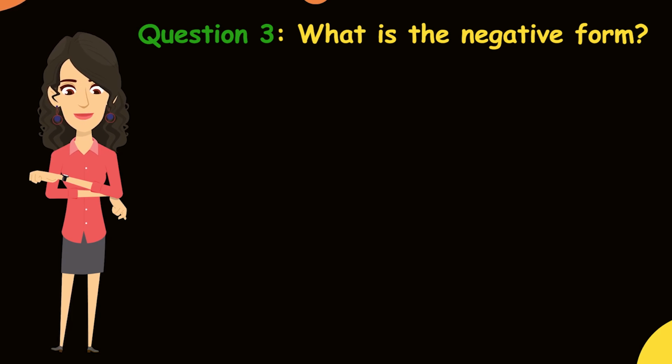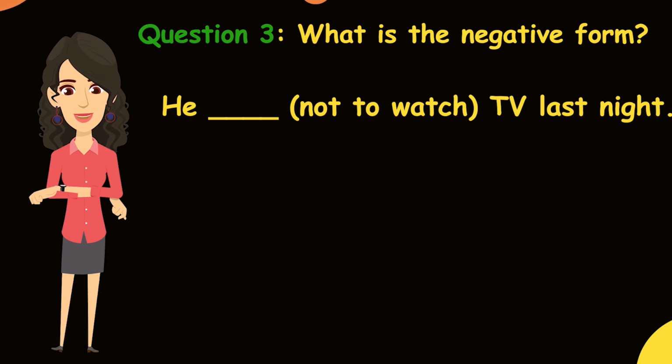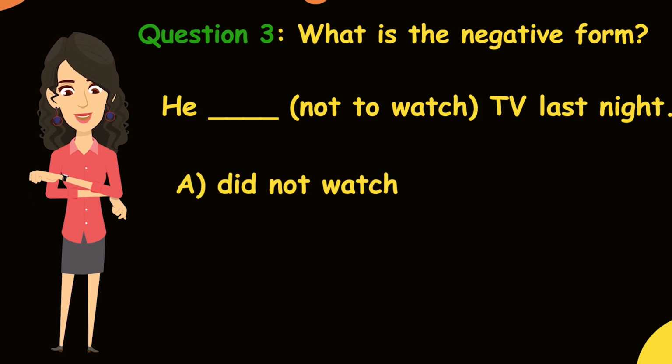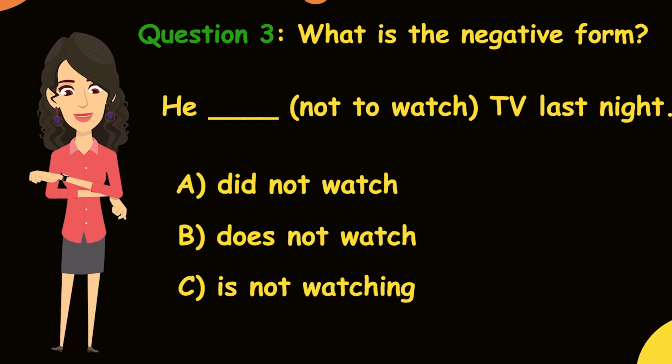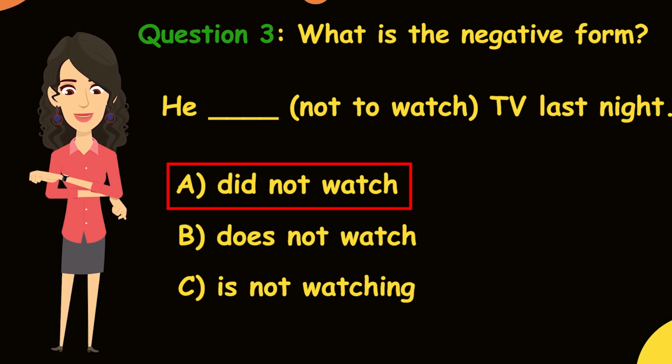Question 3. What is the negative form? He not to watch TV last night. Did not watch. Does not watch. Is not watching. The correct answer is A. He did not watch TV last night. Remember, with the negative form of the simple past, we use did not.